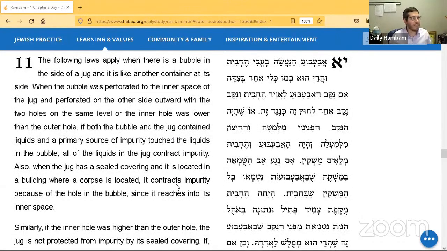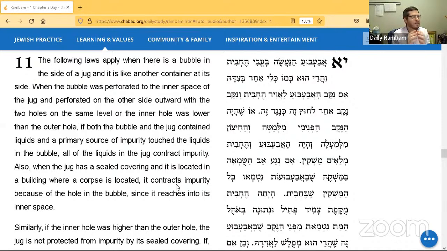And the final halacha for today, the following law applies when there's a bubble in the side of a jug and it's like another container as its side. This means like if you've got wood, I guess, and it's warping, and now you've got like a hollow. So there's almost like a blister that has emerged on the wood or whatever other product it is. So now it's like a container that's attached to a container.